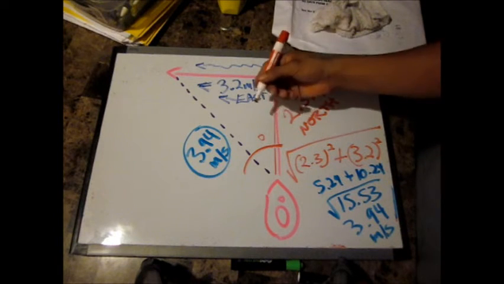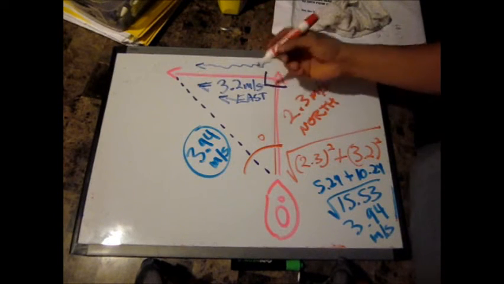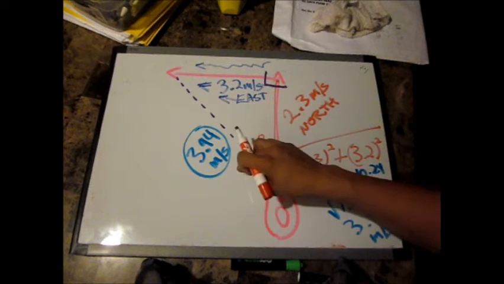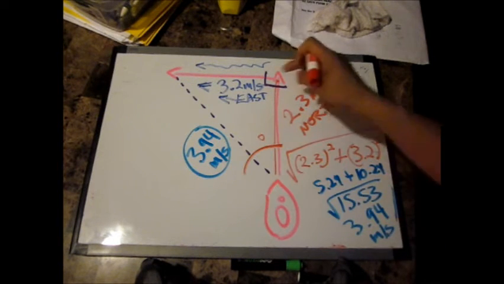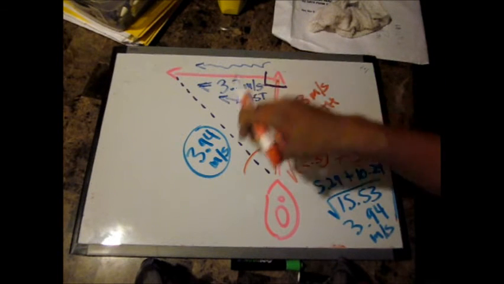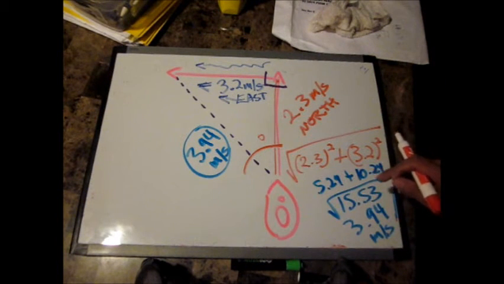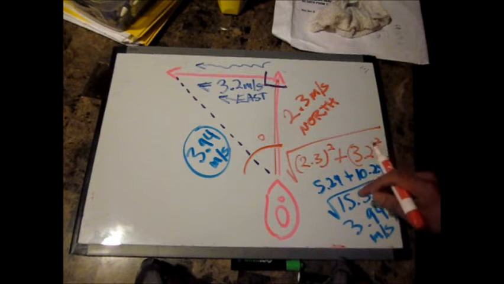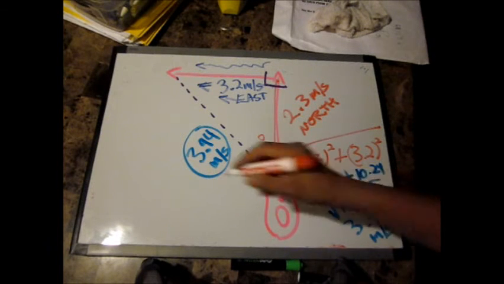So we want to find out the angle. What we're going to do is we have our hypotenuse, and we have our opposite, we have our adjacent, and we have our hypotenuse. And we could use either one to find out the angle. But for now, we're going to use this equation.